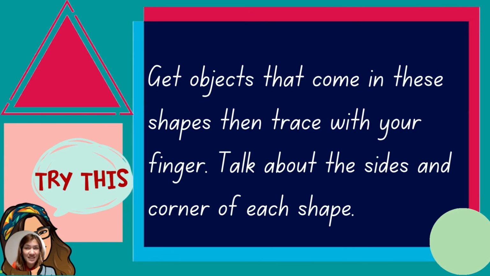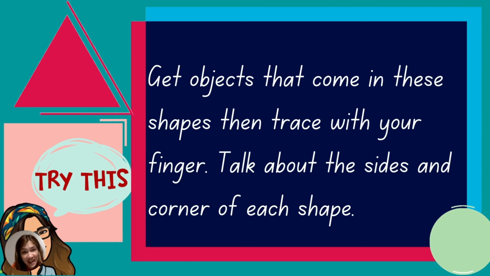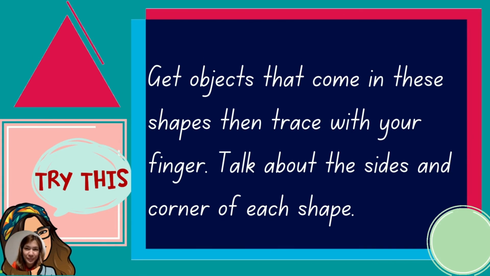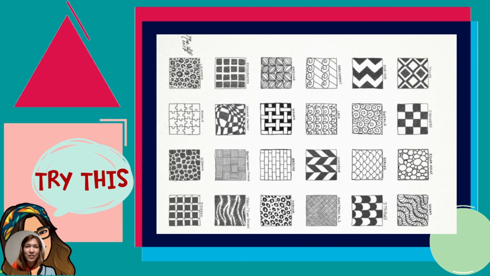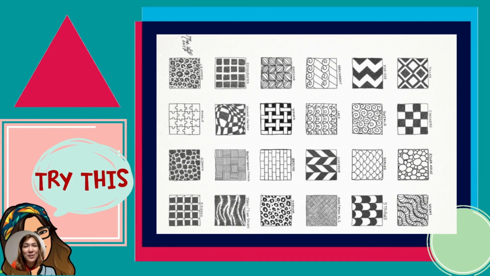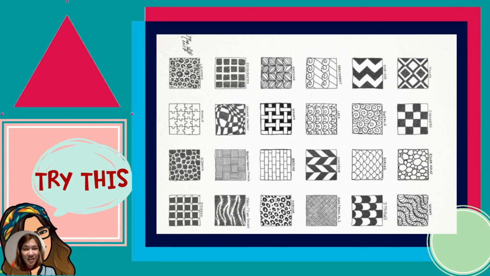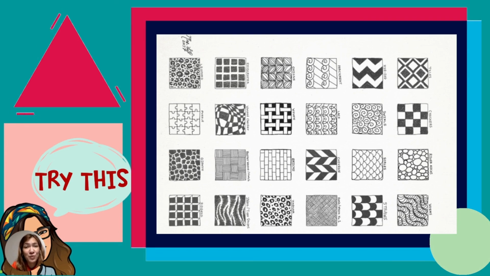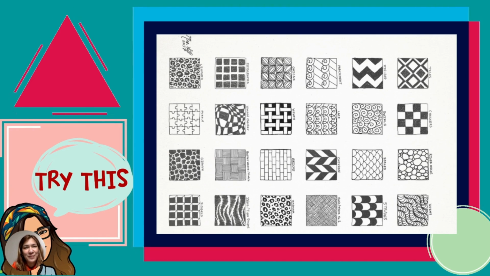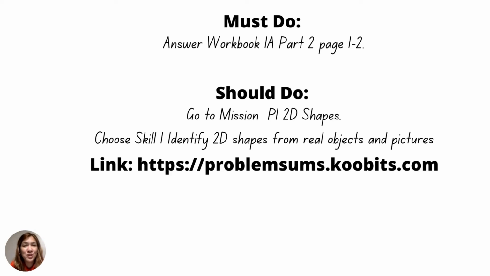That's all. So try this at home. You can get objects that come in these shapes, then trace with your finger. Then talk about the sides and the corners of each shape. Also, another activity, this is optional. You can make a doodle or patterns like this. Okay, or you can just decide on which shape you're going to do as long as it's a pattern. So your must do and should do activities.